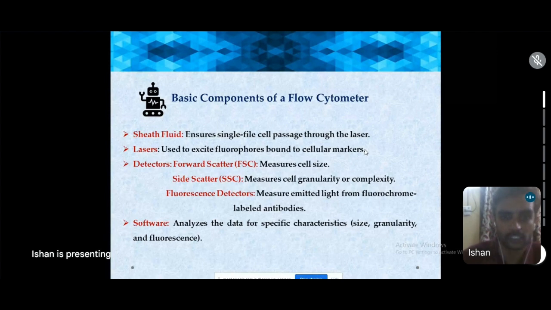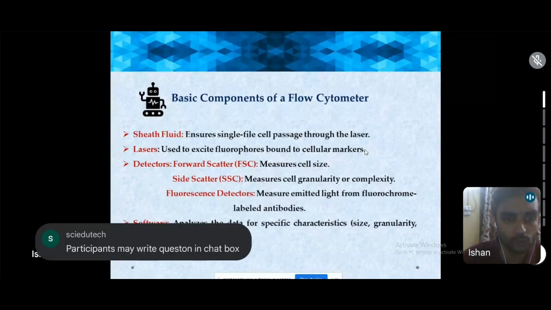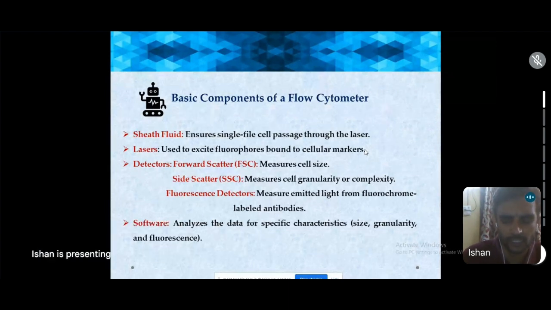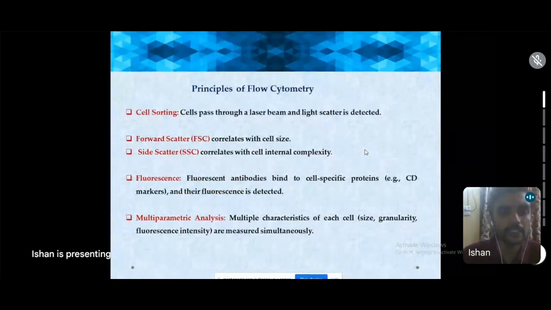And then there are fluorescent detectors. These measure the emitted light from the fluorochrome-labeled antibodies. Finally, the system records all this fluorescent light from the fluorescent detectors and captures it. There is software which analyzes the data for specific characteristics, as I'm telling you, like size, granularity and fluorescence. Then, the principle of flow cytometry: what do this granularity, size, structure and fluorescence interpret? What are they presenting?